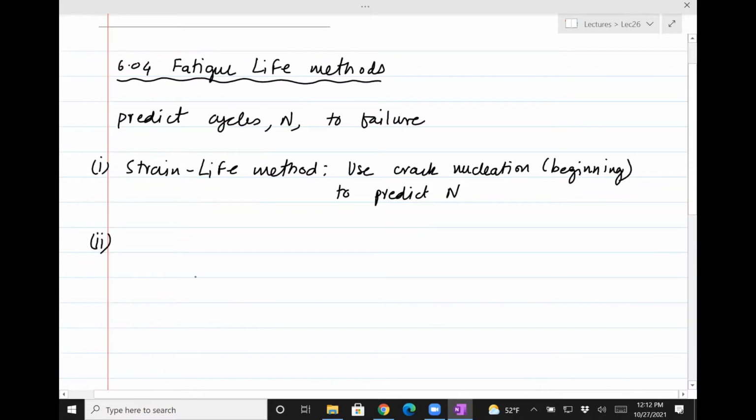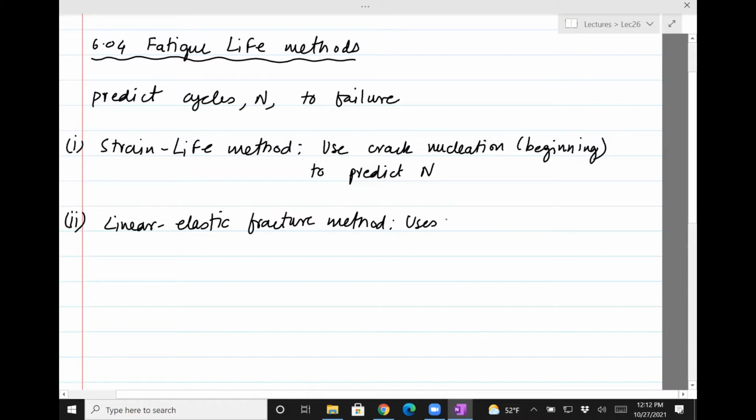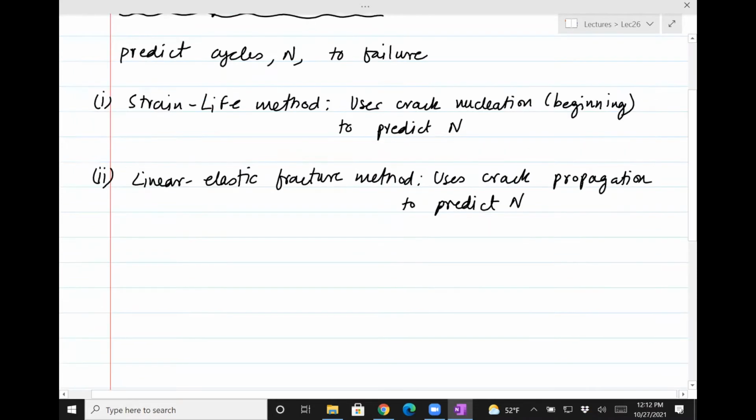The second one is the linear elastic fracture method, which uses the crack propagation to predict N. Okay, so we've not really talked about fracture mechanics, but fracture mechanics is a field which understands how things fracture or break. And there are theories behind it, and we've not really done that. So we'll not really touch upon fracture.